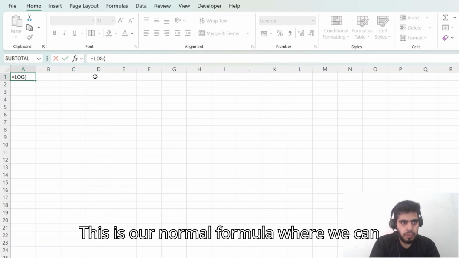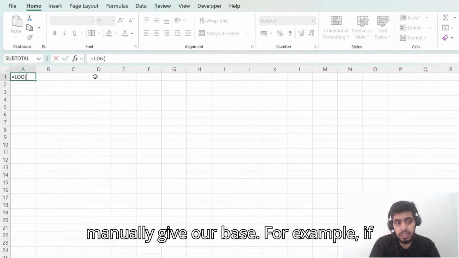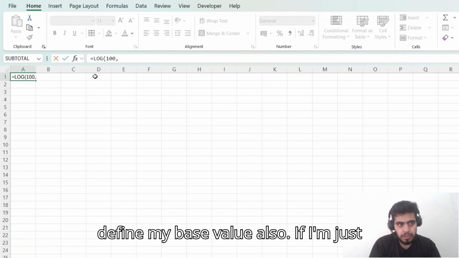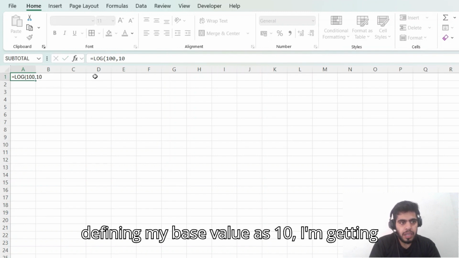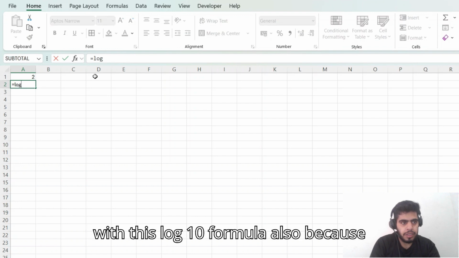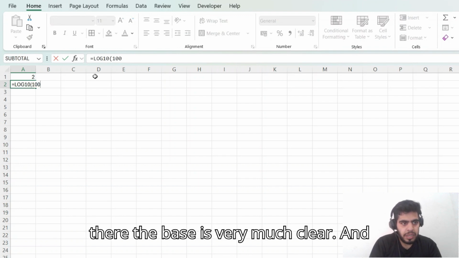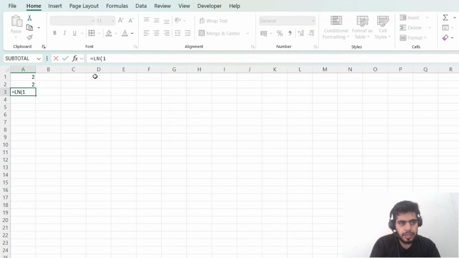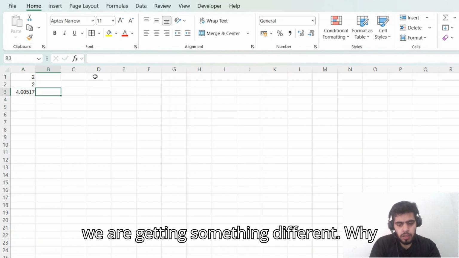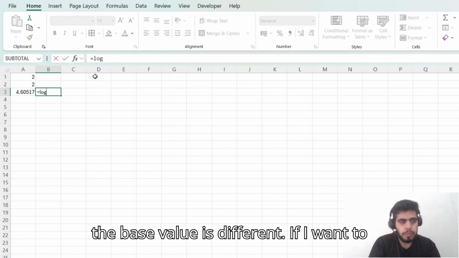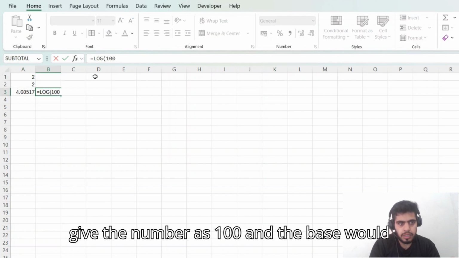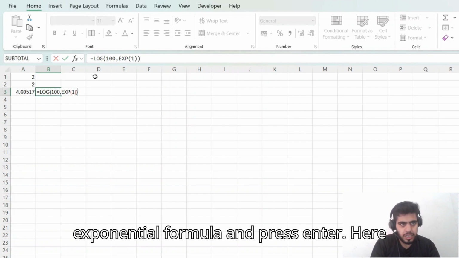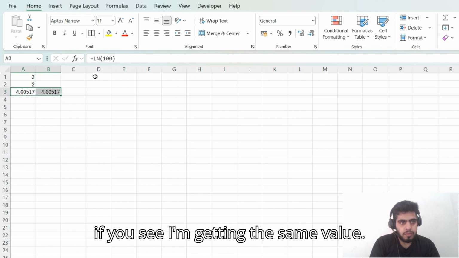So in a nutshell, I can draw a conclusion like this. This is our normal formula where we can give a particular number and manually give our base. For example, if I put the number 100 and define my base value as 10, I get the value 2, which we can reconcile with the LOG10 formula, because there the base is clear and the value we get is 2. But if the base is the exponential value, which I can give by applying the EXP formula, and press enter, here if you see, I'm getting the same value as LN.